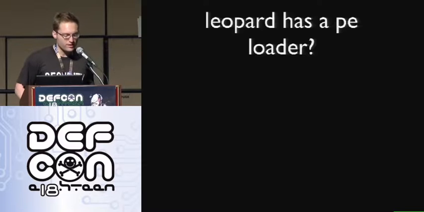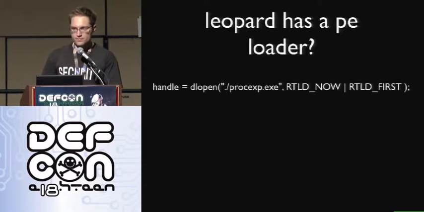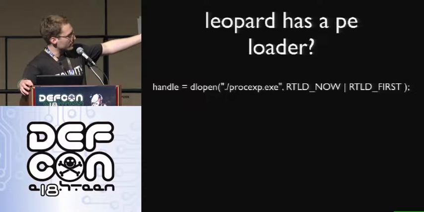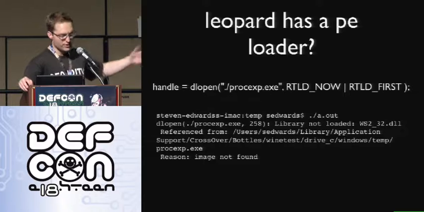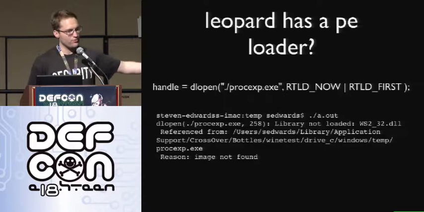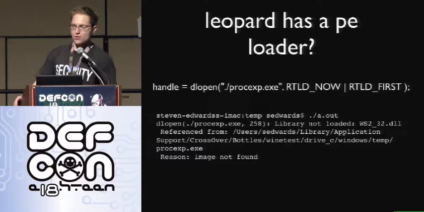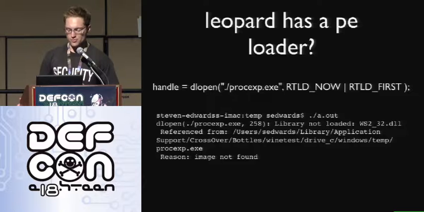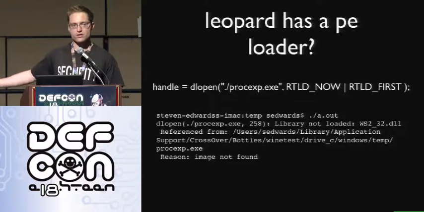It turns out that Leopard actually has a PE loader, which is really weird. So if you execute this code on a Leopard system and you try to load a Win32 executable, you get this output. For whatever reason, there's a loader for Win32 binaries on OSX. Even if you had all the Windows DLLs in place in the right path so everything could be found, it wouldn't actually work anyway, right? Because all the APIs are different. But it's still curious, why is there a PE loader in OSX?